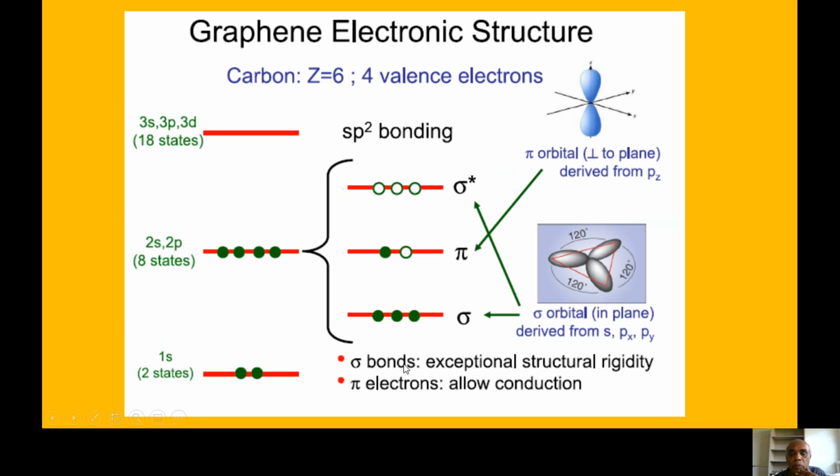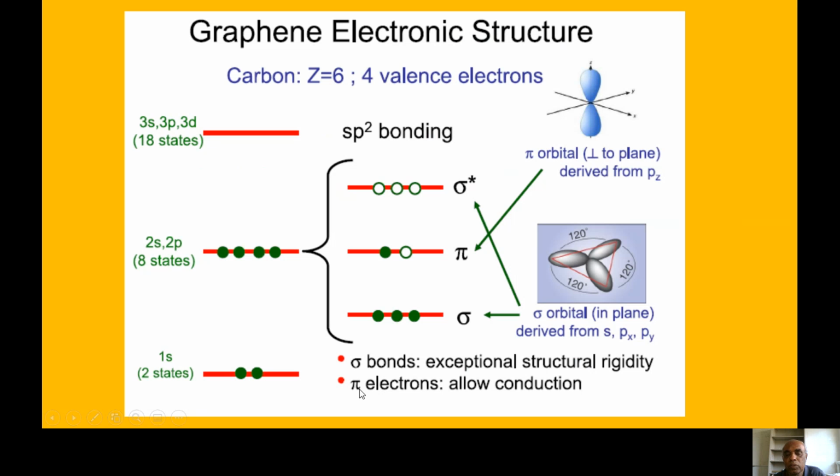So these sigma bonds are exceptionally strong, so they make the structure very rigid. That's why graphene has a very strong structure. But the pi electrons are more like delocalized electrons, right? So that gives you the conduction.